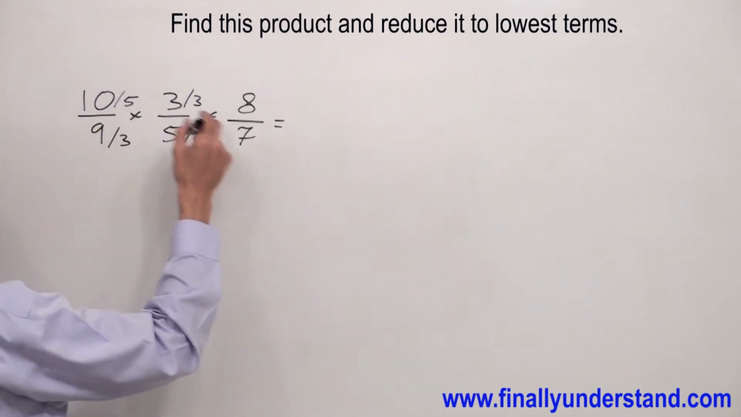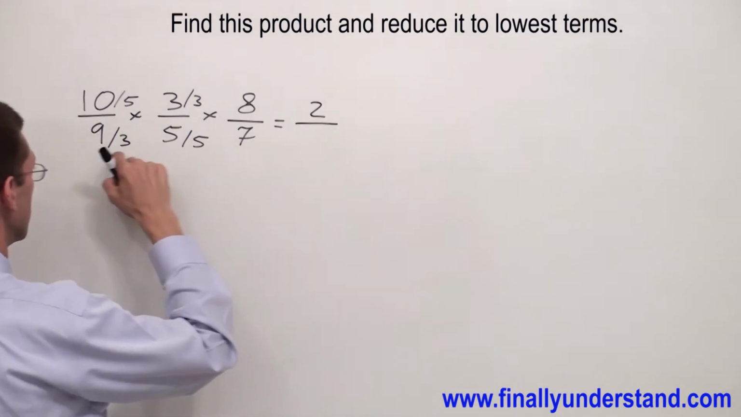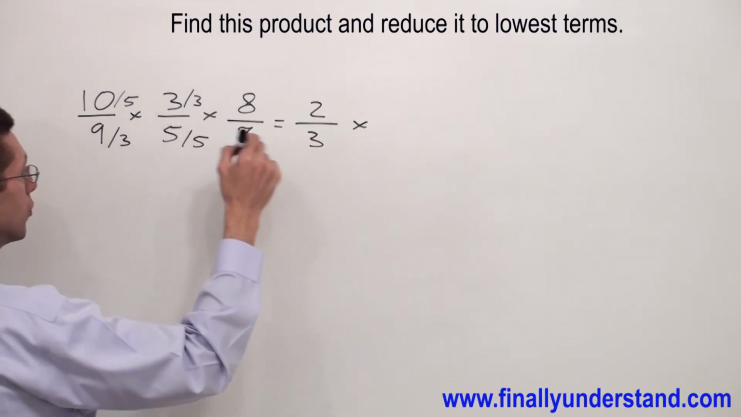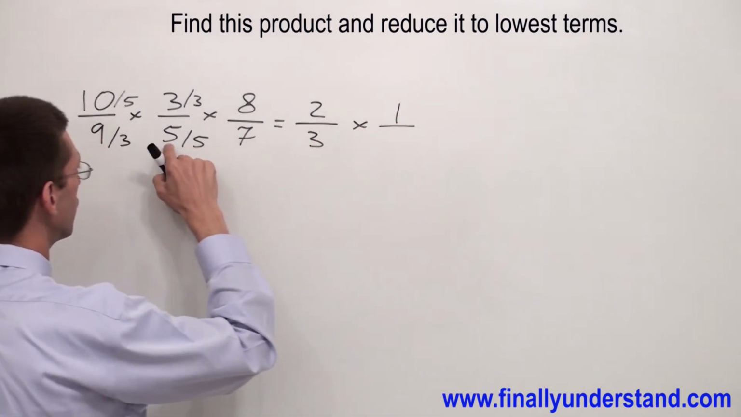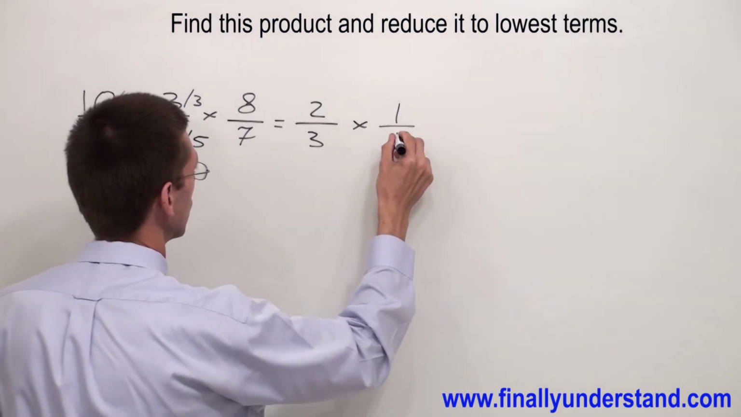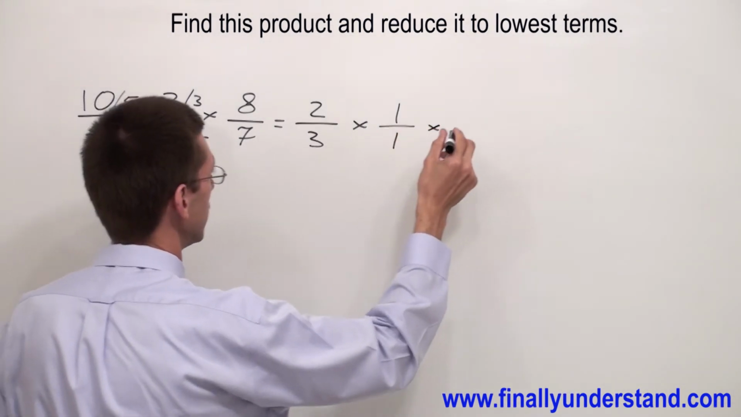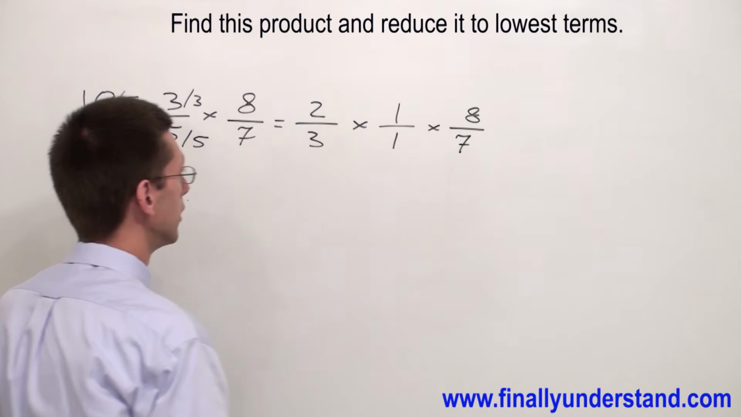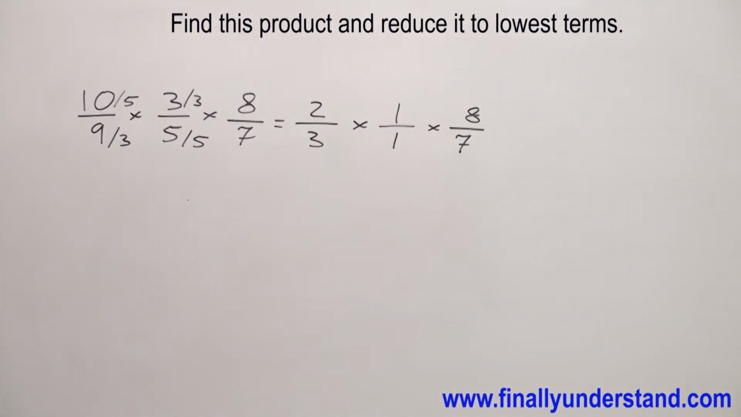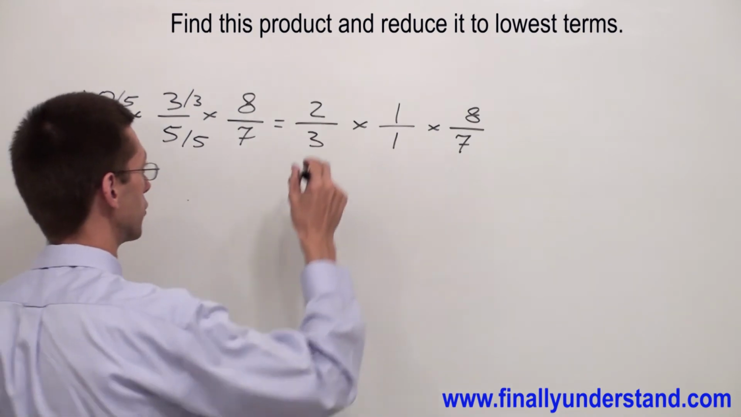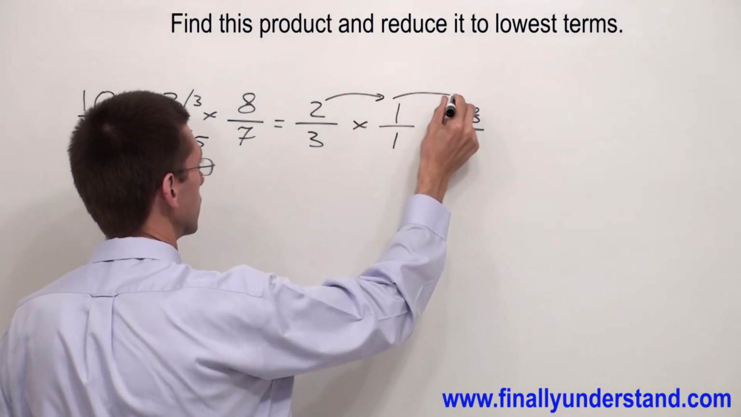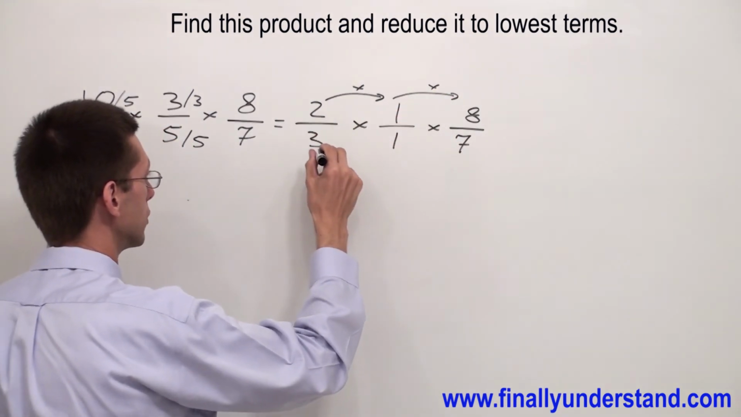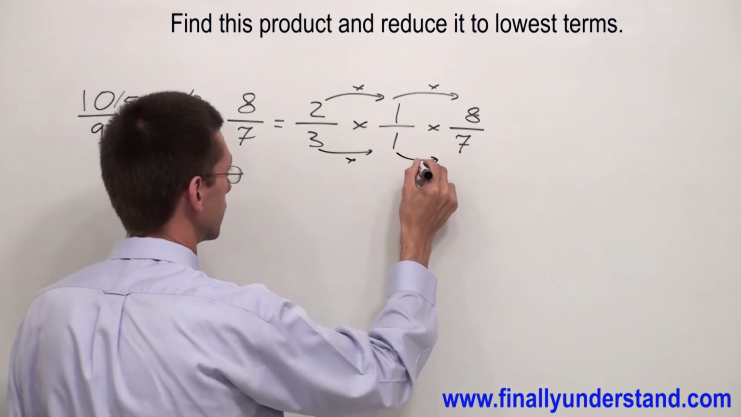10 divided by 5 is 2, over 9 divided by 3 is 3, times 3 divided by 3 is 1, 5 divided by 5 is 1, times 8 over 7. Okay, now I cannot reduce any numerator with any denominator, so that's why I have to just perform the multiplication.